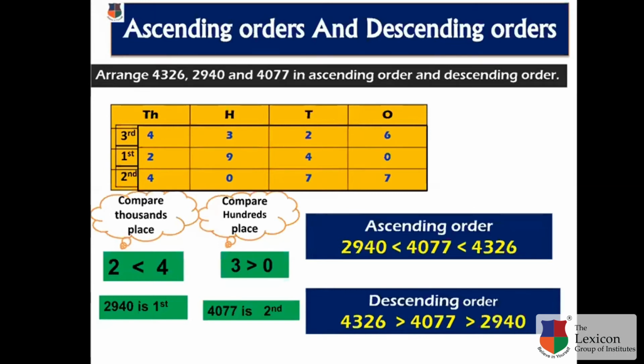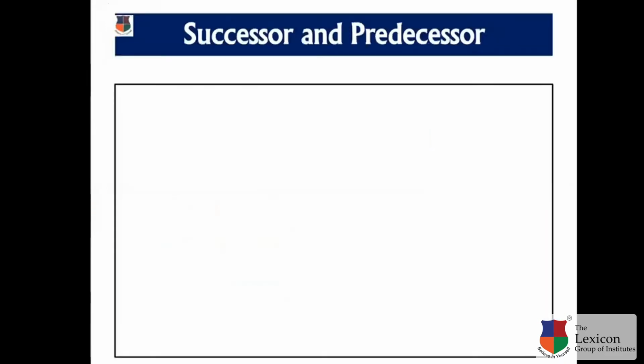4077 will come at second position and 2940 will come at last position. Very easy, ascending and descending order. And the easiest topic of this lesson is successor and predecessor.